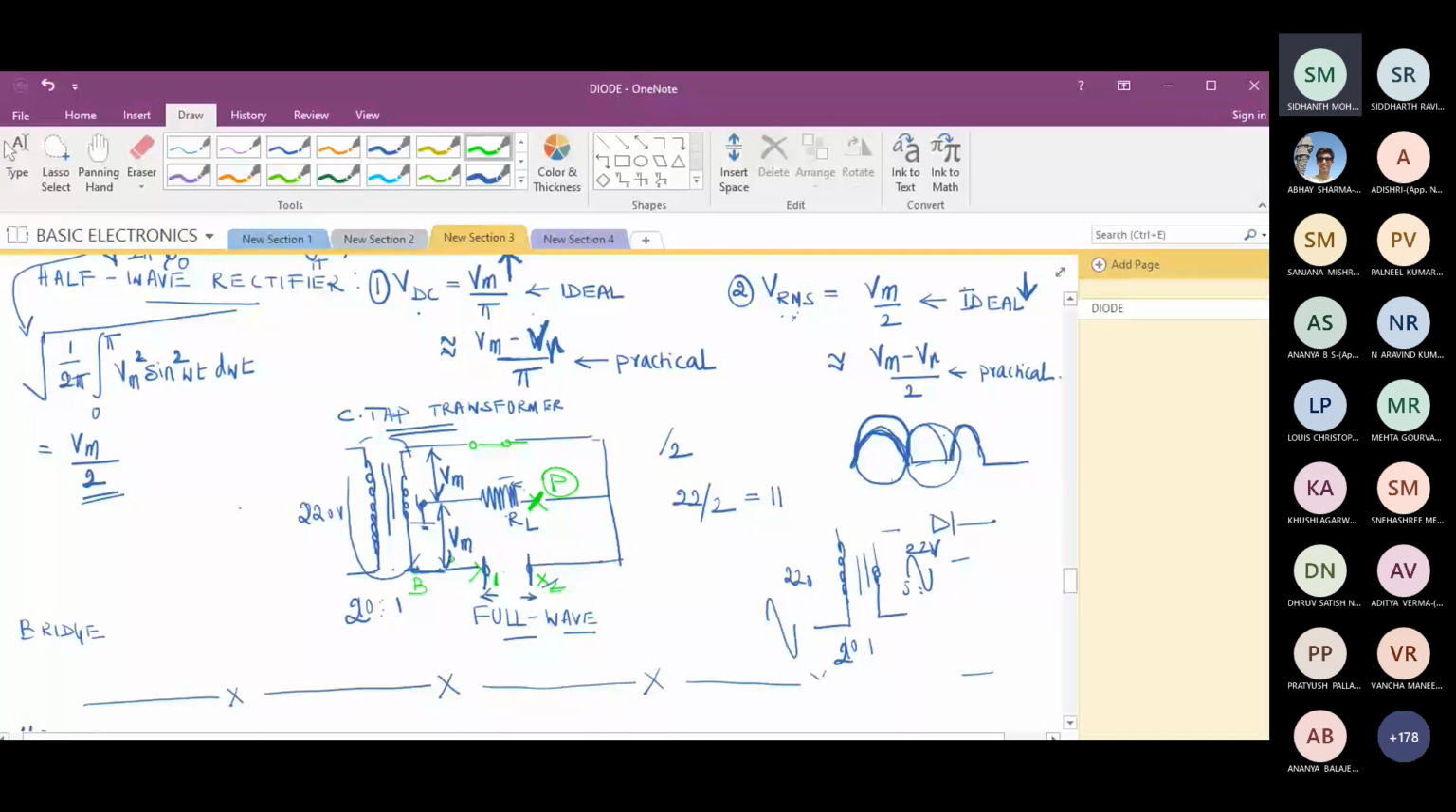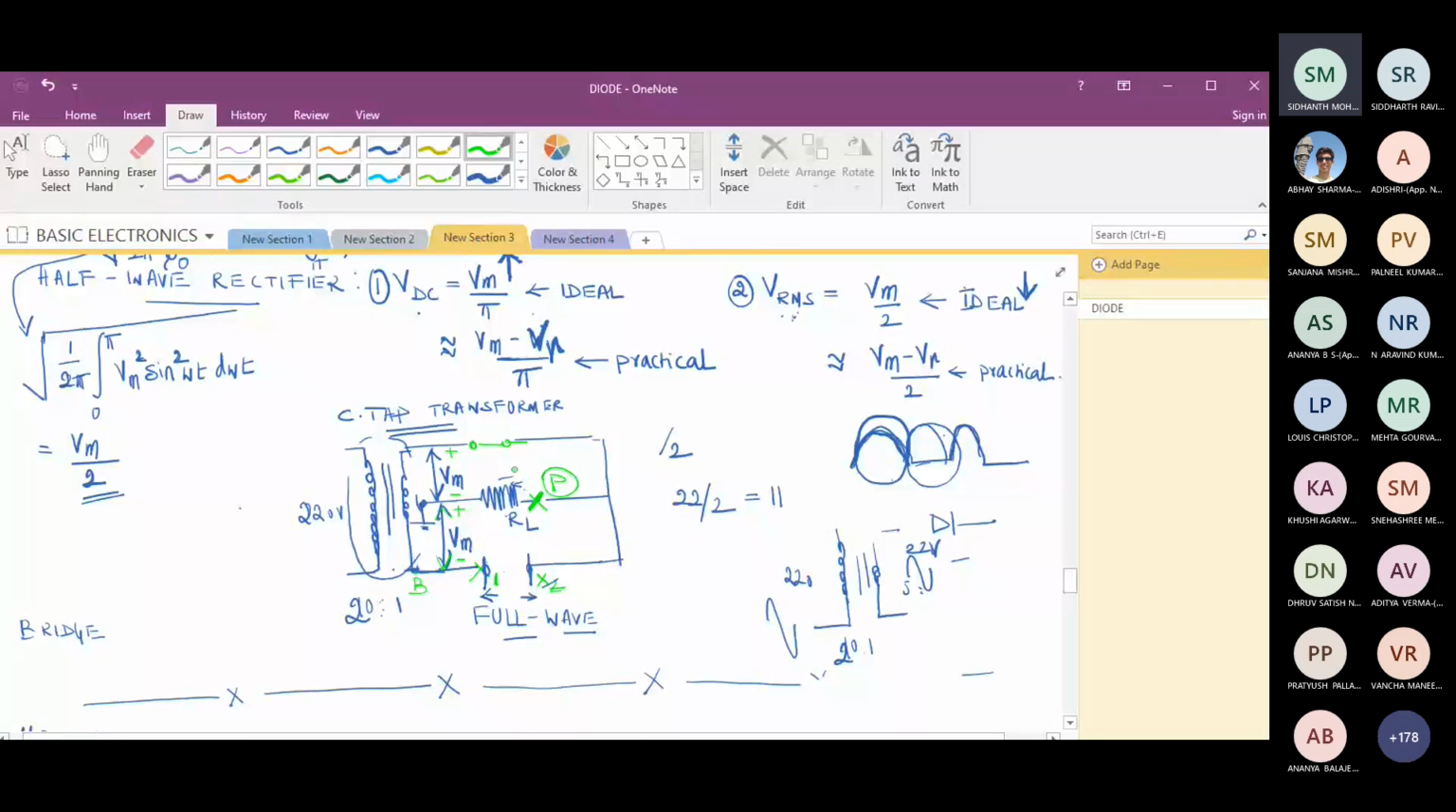That means, just see, if diode D1 conducts, this is plus minus Vm, and this is also plus minus Vm, equal. Both voltages are the same, the voltage gets divided by 2. Yes or no? Correct? Yes, sir. So if D1 conducts, will current flow through this load like this?